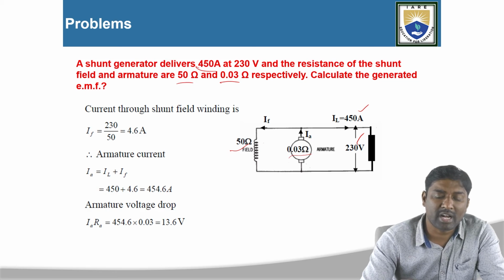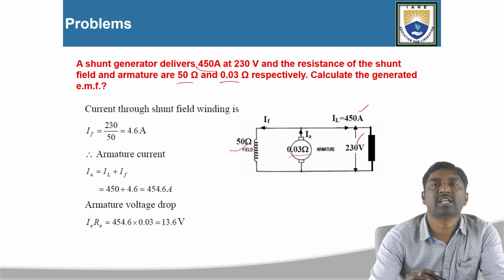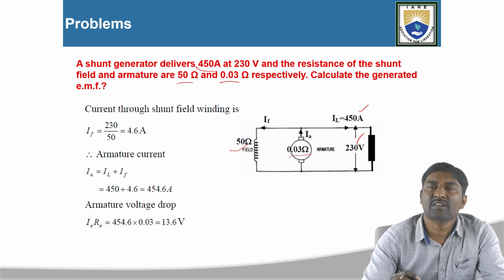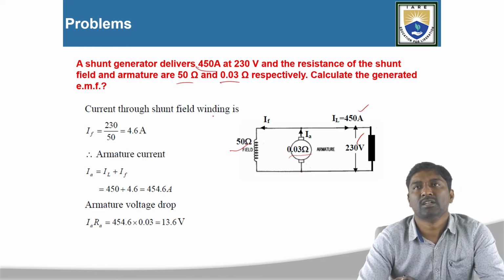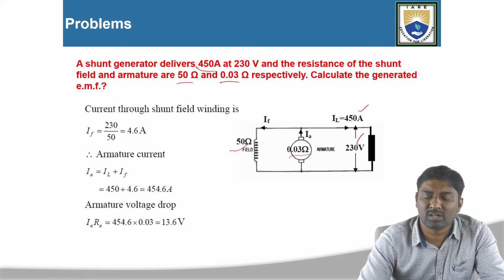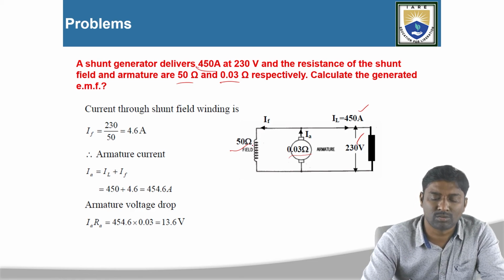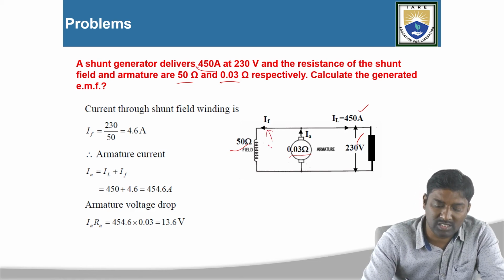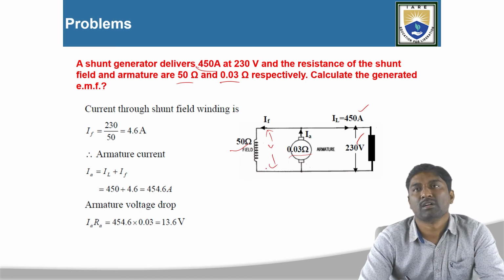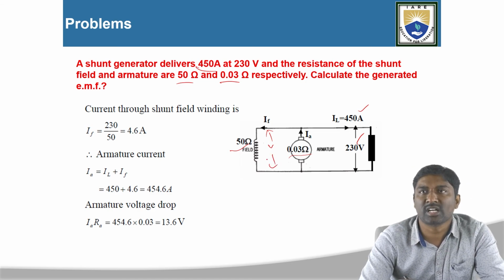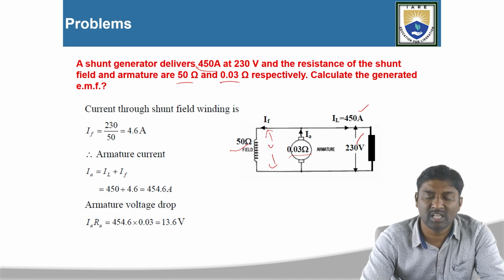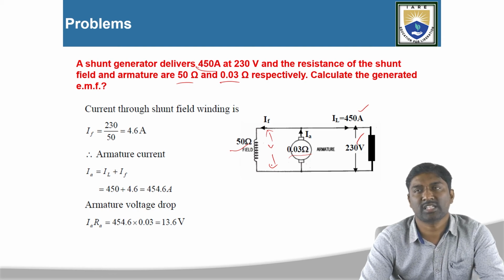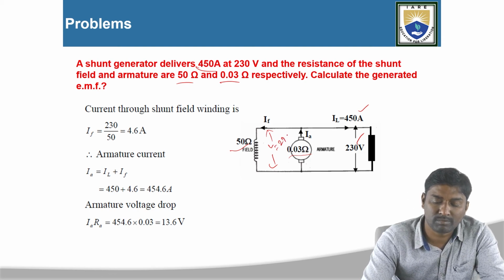Okay, now what you need to find out here is the generated induced EMF. First, you need to find the current through the shunt field winding, that is IF. We need the voltage here, but we don't know it. But in the case of the shunt generator, everything is connected in parallel, so whatever the voltage across the load will be the same across the shunt field winding resistance also. That is 230 volts.